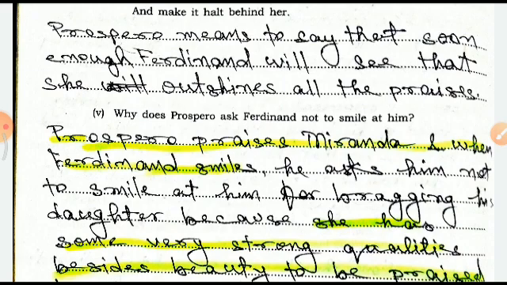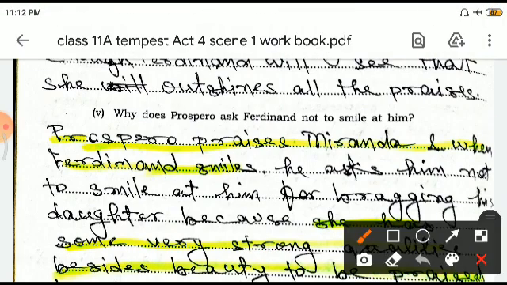Okay, now see, why does Prospero ask Ferdinand not to smile at him? Prospero praises Miranda when Ferdinand smiles. He asks him not to smile at him for bragging about his daughter. Because see, Prospero didn't have a 100% clear-cut positive opinion about Ferdinand. Yes, he was 80%, 90% sure, but not 100%, because Ferdinand was the son of Alonso, who had betrayed Prospero in the past.